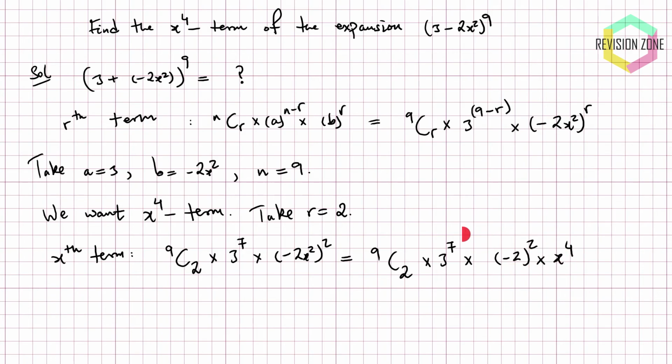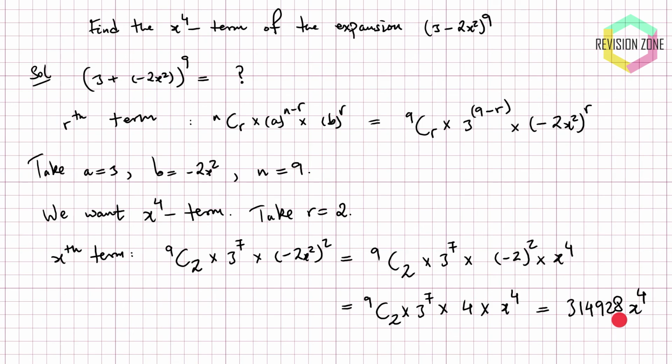At this stage, we're basically done because this is a number and this is a number, so we can just stick this in our calculator. Perhaps the most we can do is simplify (−2) squared to write down 4 and put all of this in our calculator. The calculator gives us 314,928, and the x⁴ is obviously just coming along for the ride. So we've found our x⁴ term. All right, so we've answered this question.